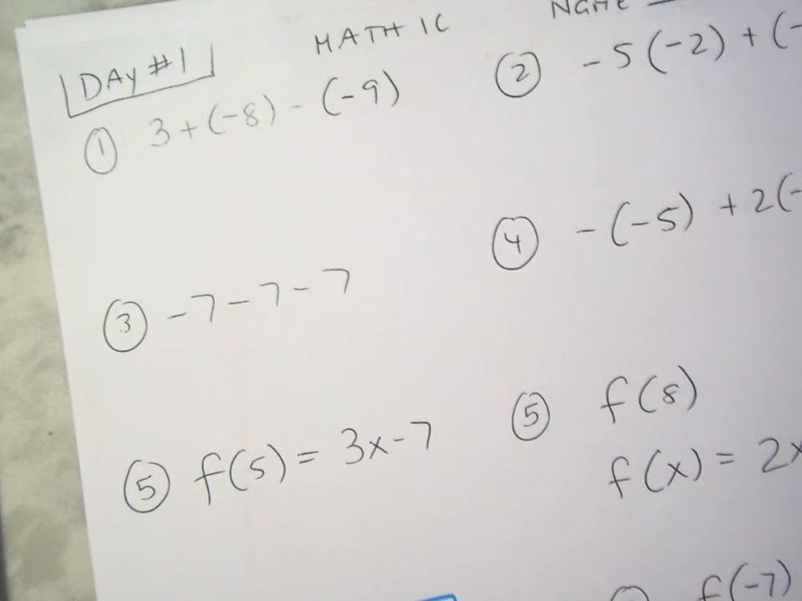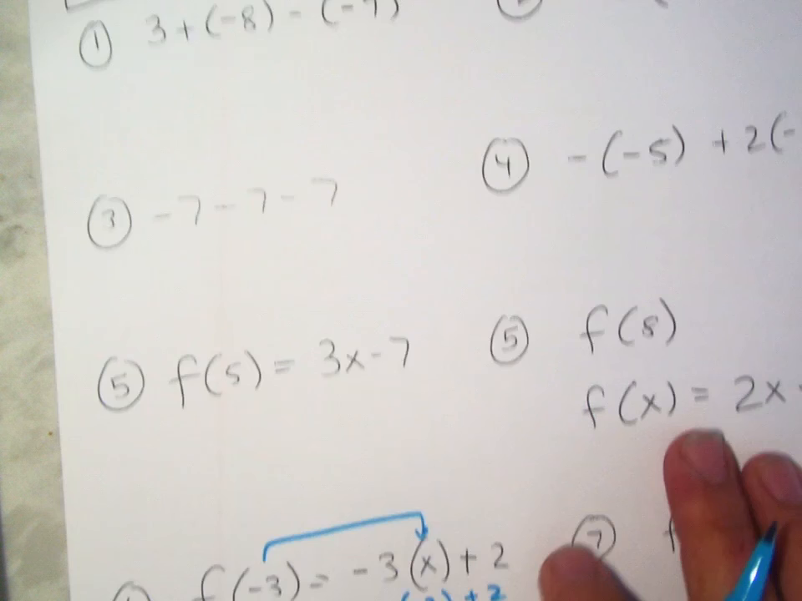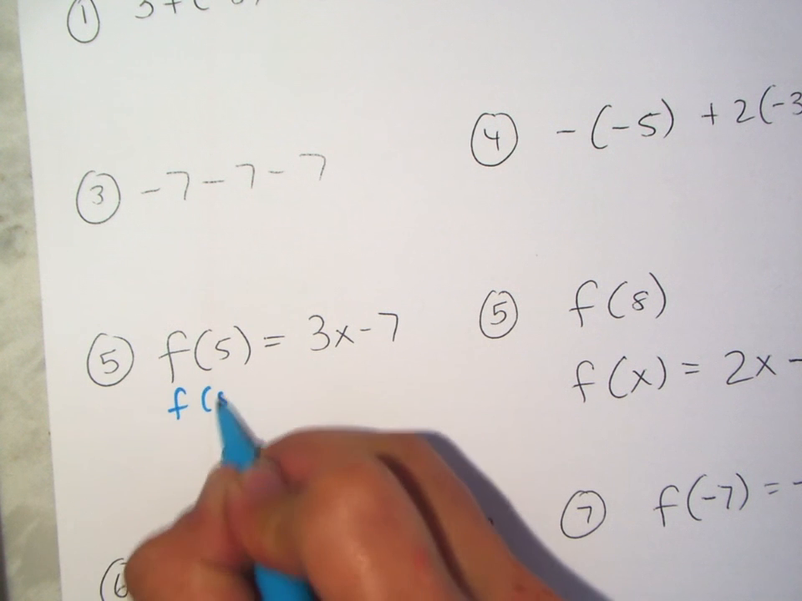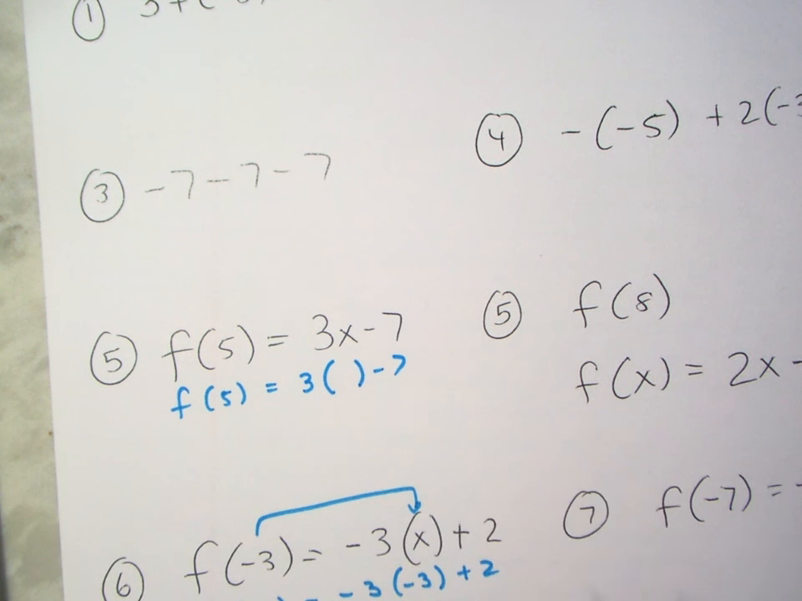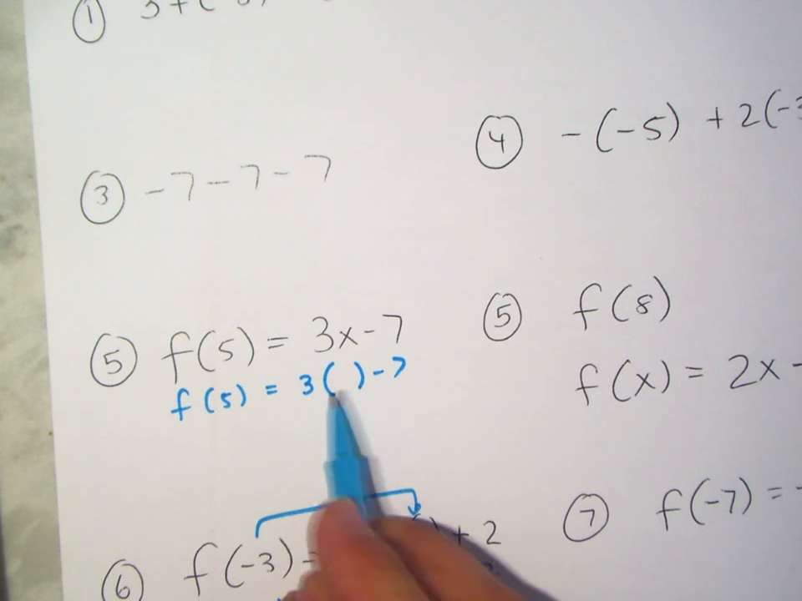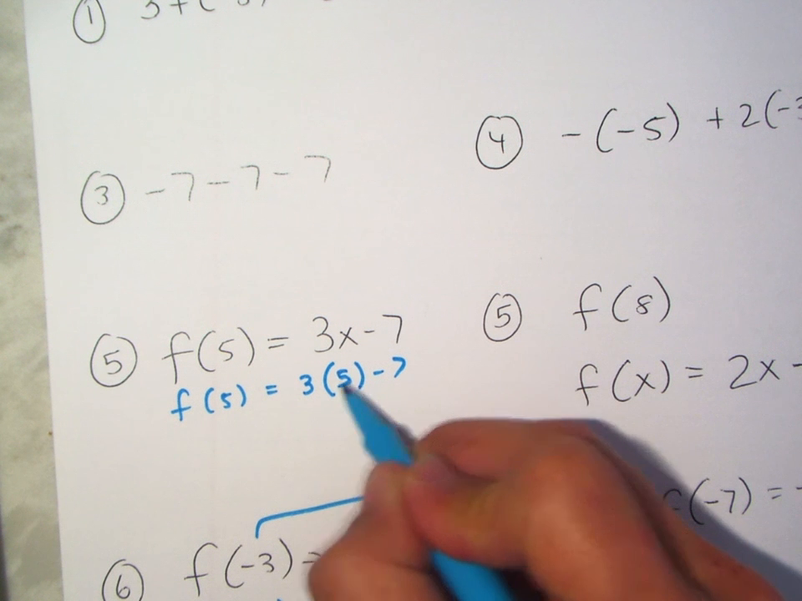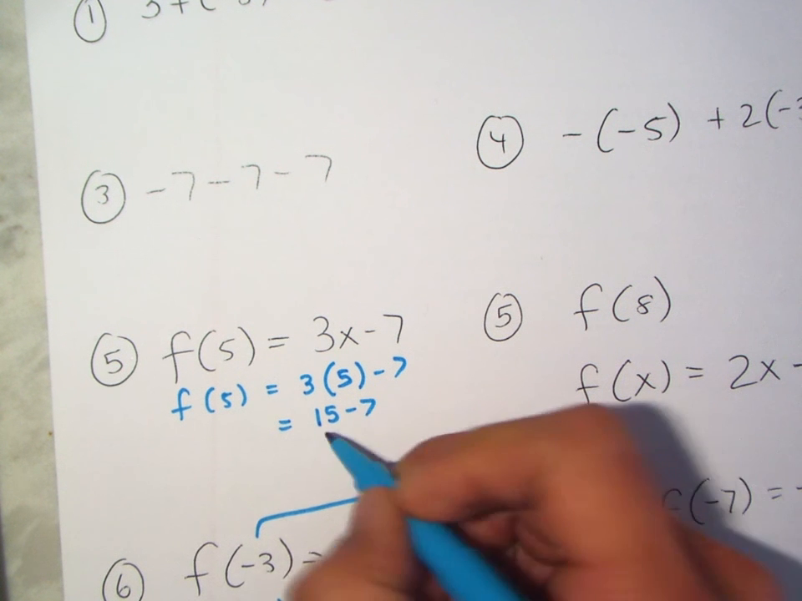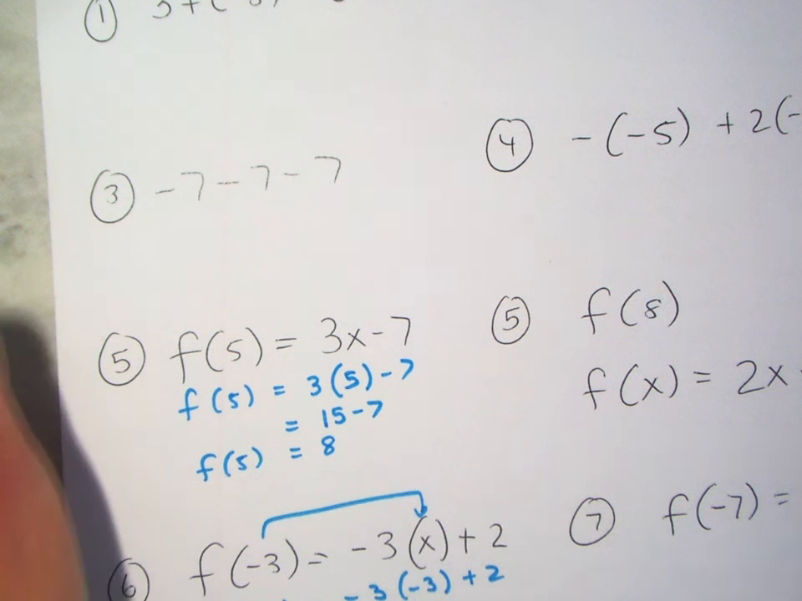Well, let's do another one. Here we go. Let's do this one right here. f of 5 equals 3x minus 7. So f of 5 is equal to 3 times x minus 7, right? f of 5 equals 3 times x minus 7. 3 times 5 minus 7. 3 times 5 is 15 minus 7. So 15 minus 7 is 8. So the function of 5 equals 8.